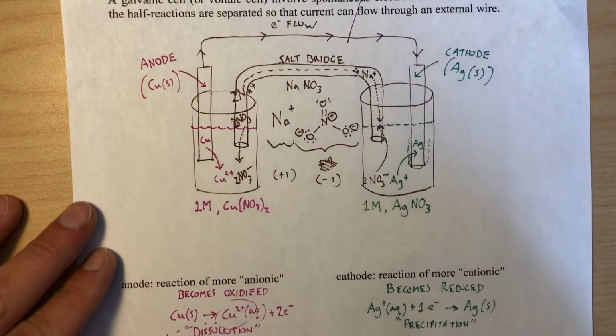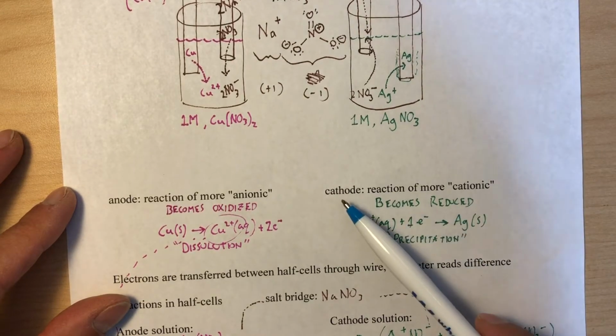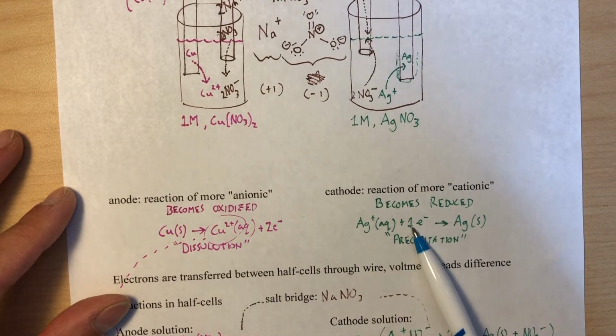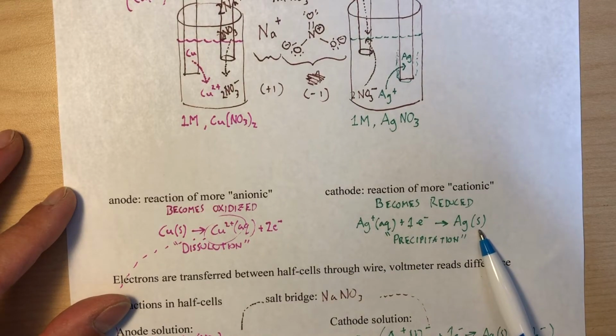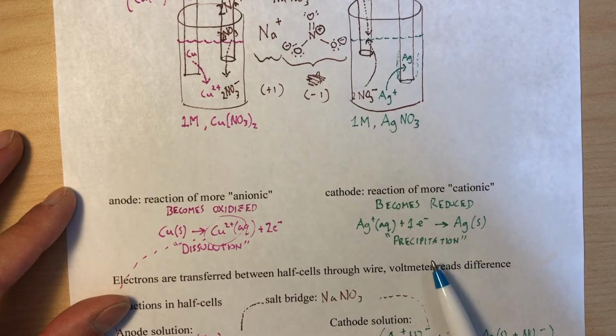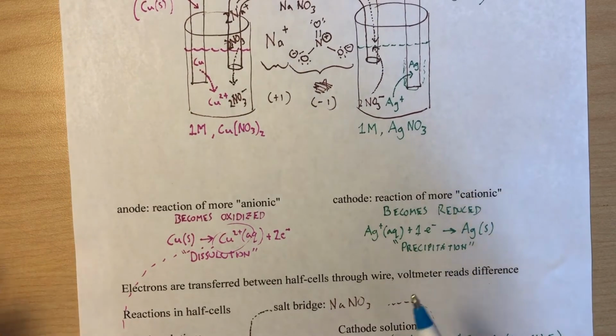So in our reduction reaction, we have our cathode. Our cathode is our reduction reaction because we have silver gaining an electron to form silver solid. This is a precipitation reaction. We have something that's in solution forming a solid. It's a precipitation. It is also a reduction because silver plus is gaining an electron.